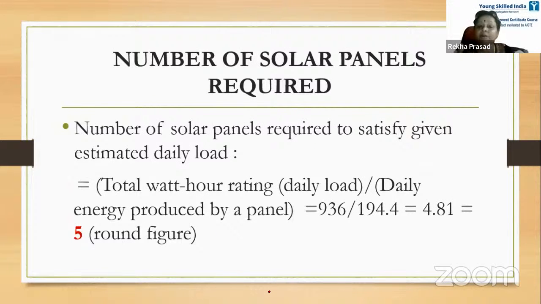So what is the number of panels for producing this much load? How many solar panels will you require? The number of solar panels required to satisfy the given estimated daily load is the total watt hour rating, the daily load, divided by the daily energy produced by the panel. So this we had calculated as 936.